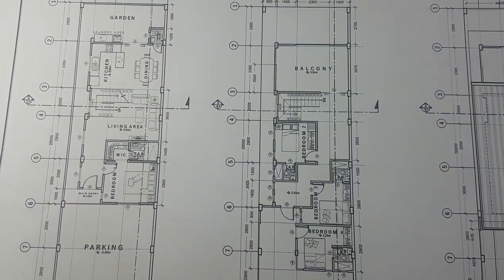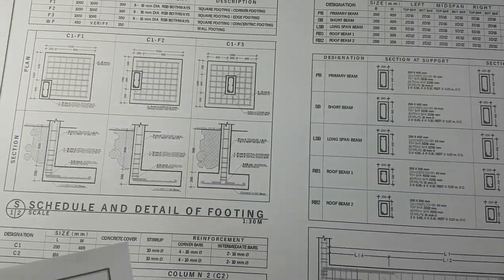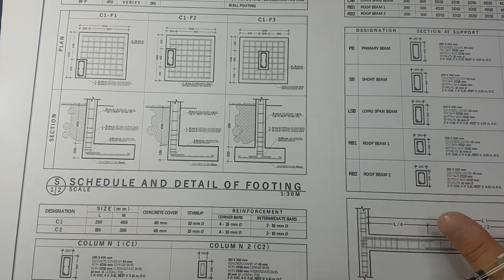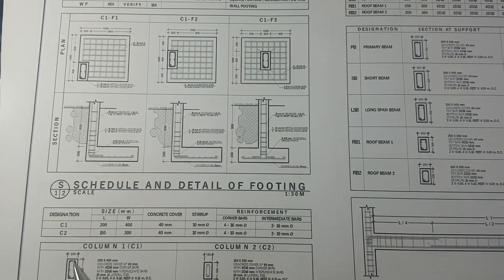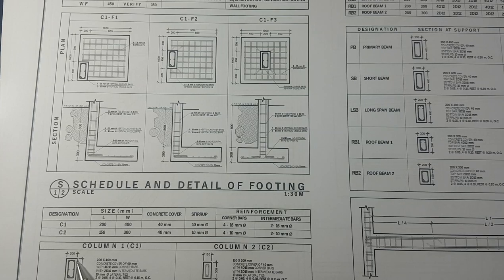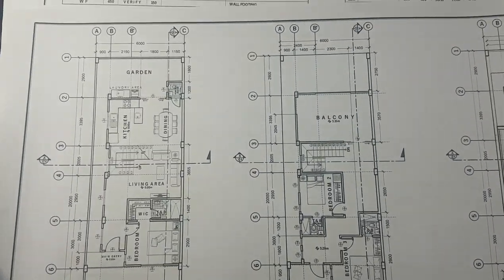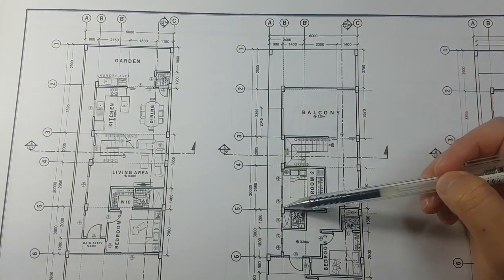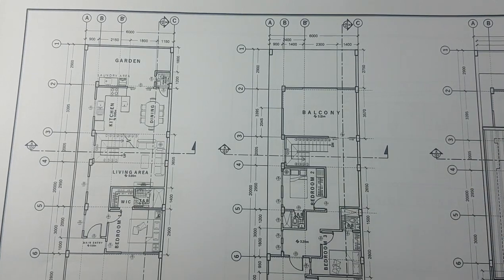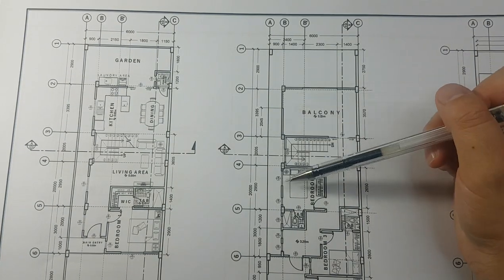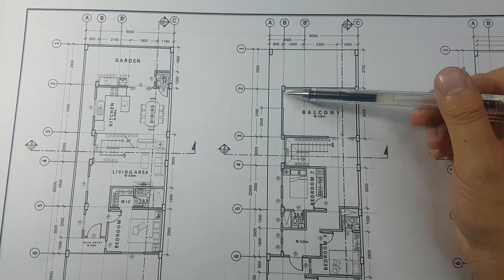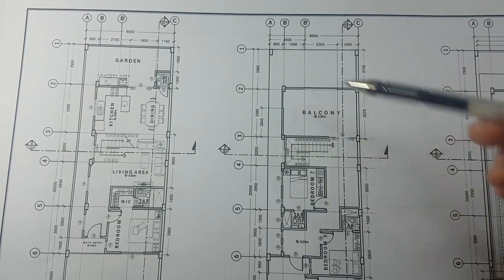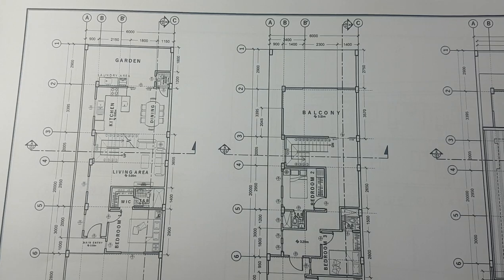So, according to our plan, C1. For column 1, it is this. 0.2 is our width, that is one dimension, and the other side of the face is 0.4. Basing it on the orientation of our plan, this is our 0.4. So we have two 0.2 and two 0.4 that we will subtract.